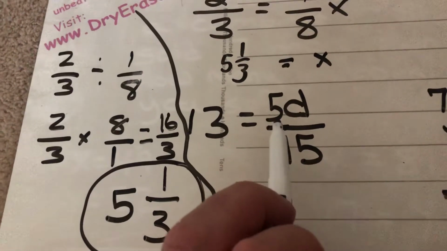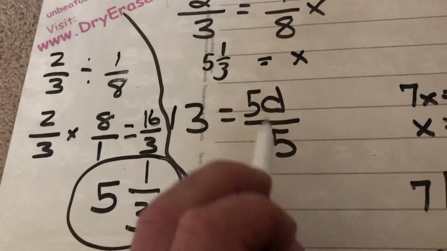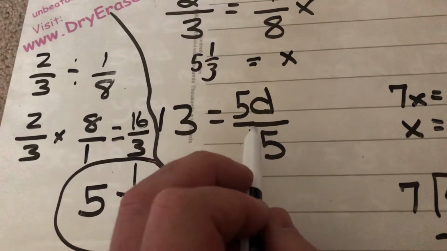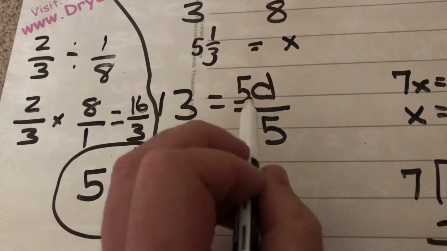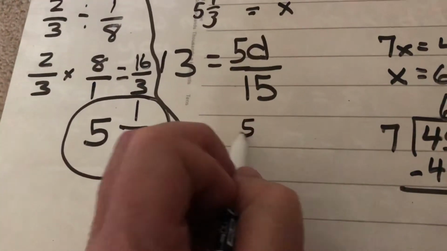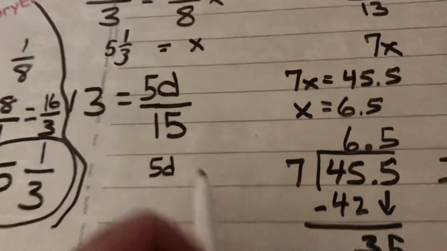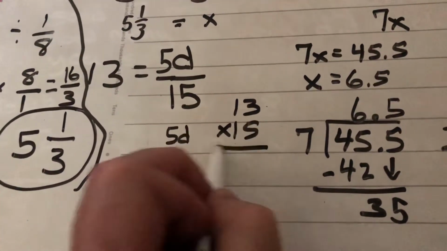13 equals 5d divided by 15. Well, this is a division problem, so to isolate the 5d, I'd have to do 13 times 15. So if I multiply this side by 15, I end up with 5d. So I have to multiply this side by 15. So I need to come over here and do 13 times 15.